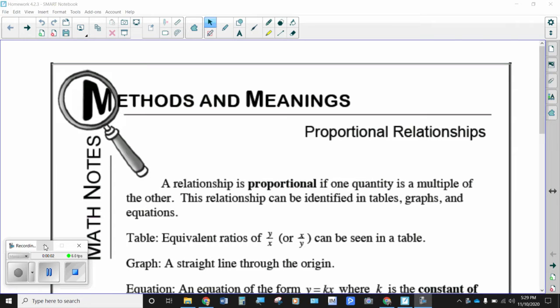Alrighty, let's take a look at our homework for lesson 4.2.3. We're going to start off with our M&Ms for proportional relationships. Okay, so a relationship is proportional if one quantity is a multiple of the other. This relationship can be identified in tables, graphs, and in equations.